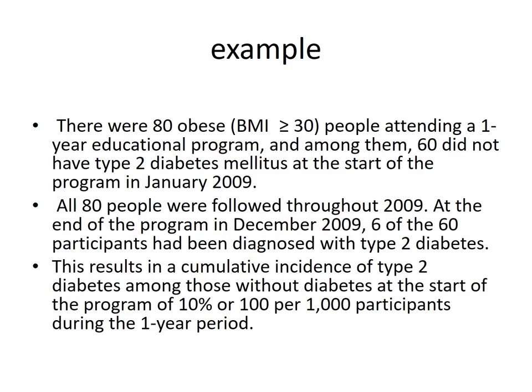So we divide 6 by 60, which is the population at risk, 60 patients. We have 6 new cases, 6 divided by 60, and then multiplied by 1,000. This is the cumulative incidence.